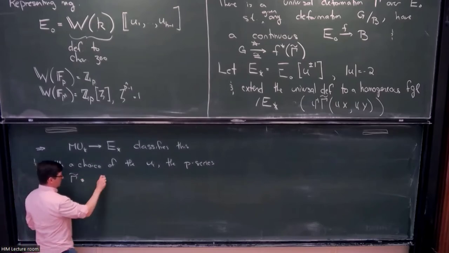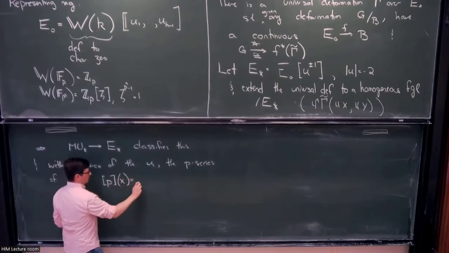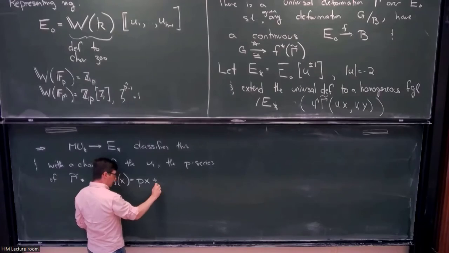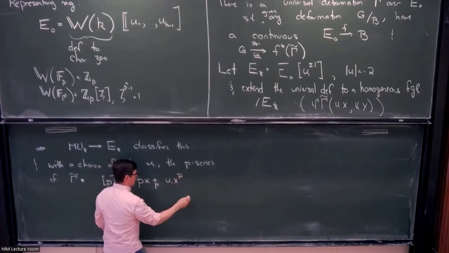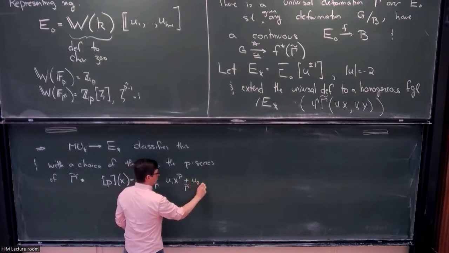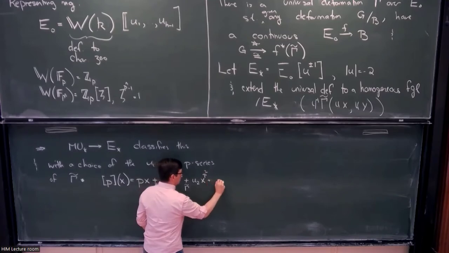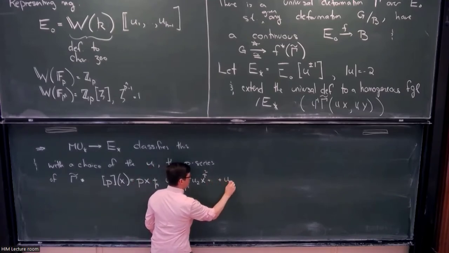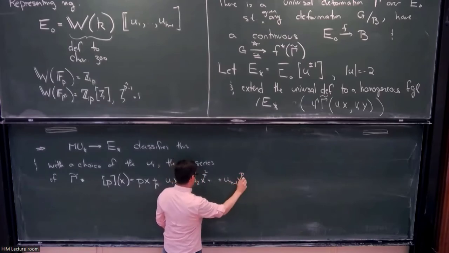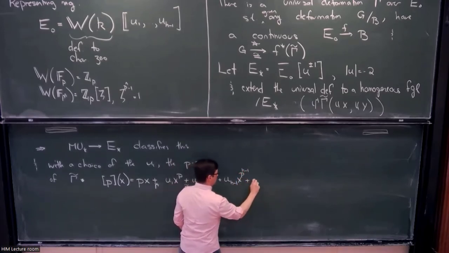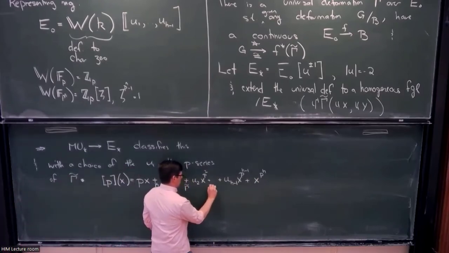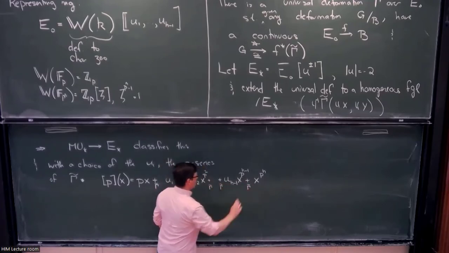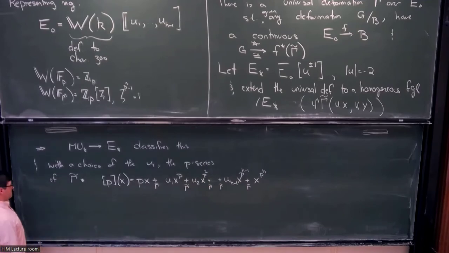well, that looks like P of X is PX plus over gamma tilde U1 X to the P plus gamma tilde U2 X to the P squared, and so on, until I get to U H minus 1, X to the P H minus 1, plus X to the P H. I forgot a bunch of gamma tildes. And I also forgot that at this point, I need to fix gamma. Sorry about that.